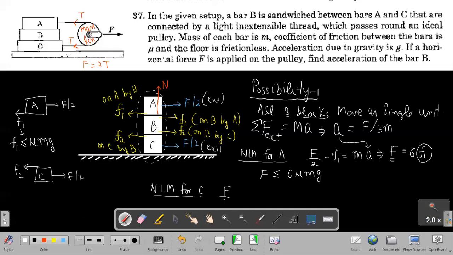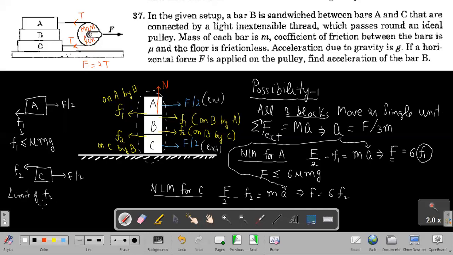That is, F by 2 minus that friction force F2 will be mass into acceleration A, where again this acceleration A equals F upon 3m is substituted here. After doing this, we get F equal to 6 times F2. But check the limit of F2, how large F2 can be. So F2 should be less than or equal to mu.